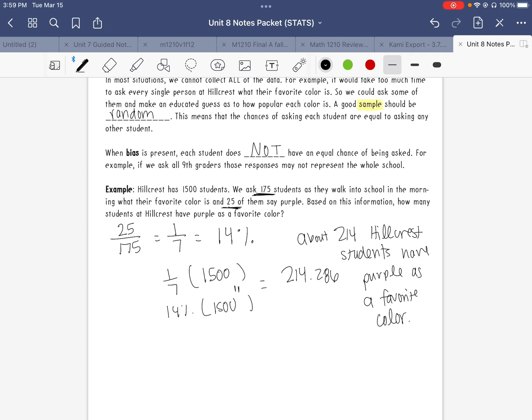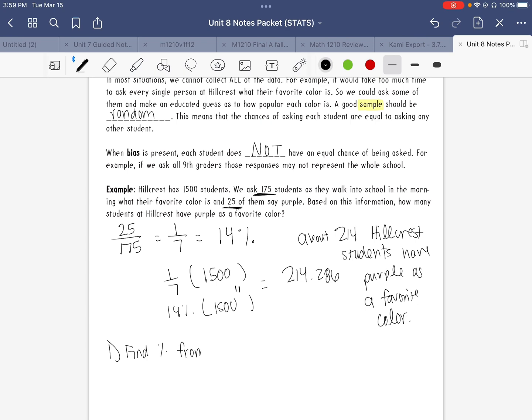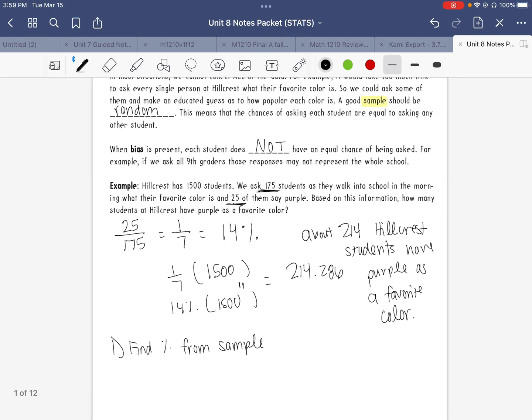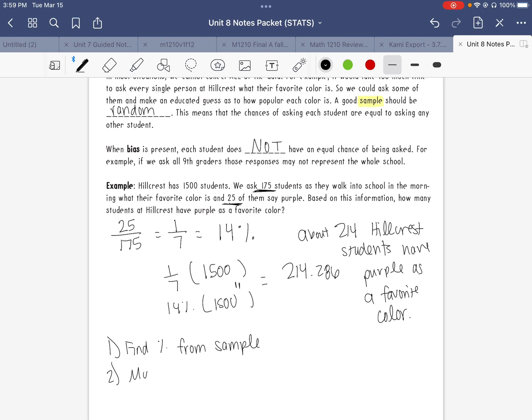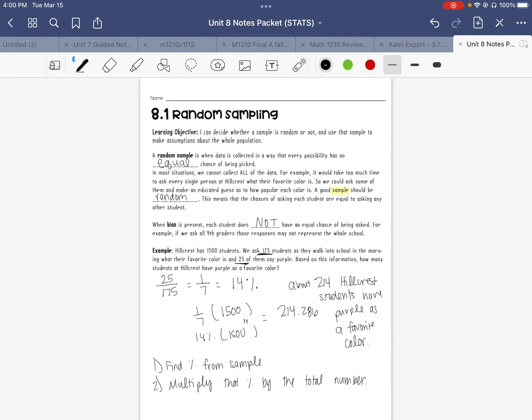So you find the percentage from your sample. So let's do this. Step 1. Find the percentage from your sample. Step 2 is to multiply that percentage by the total number. And that's it. That's everything you needed to know for random sampling.